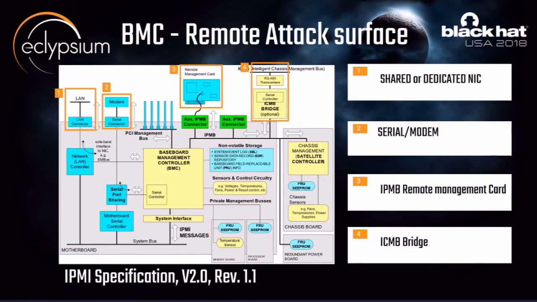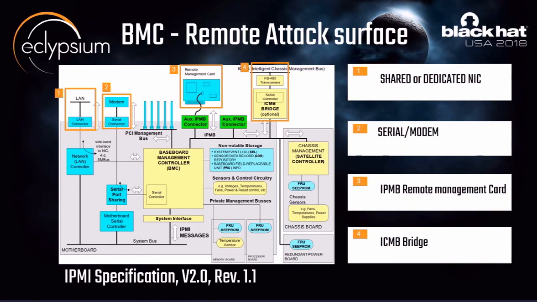But if you look in a little more detail, sorry for the horrible slide, there's more than network on a BMC. We have the LAN or the NIC, where the BMC shares a network port with the host or has its own dedicated network port, and the serial connection, the IPMB and the ICMB bridges, as well as other connections going to the host. For example, the system interface between the BMC and the host. Think about it as two computers. The BMC is one computer, the host is another computer, and they communicate with each other.